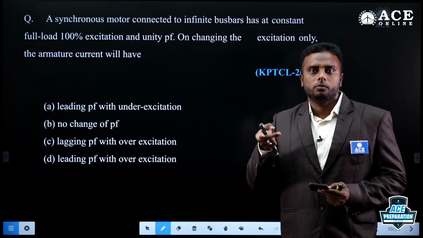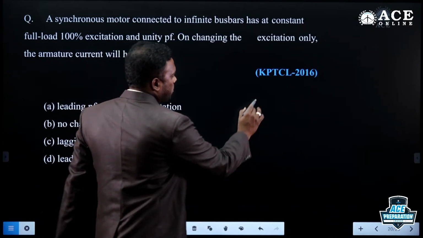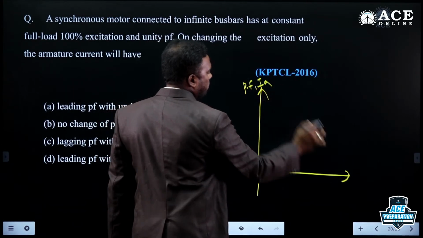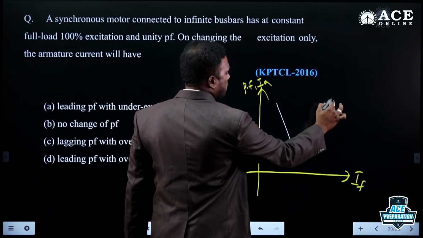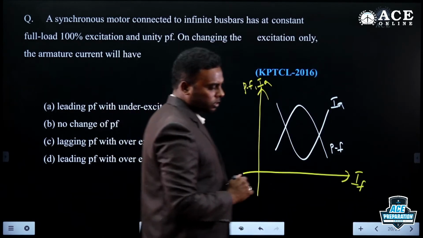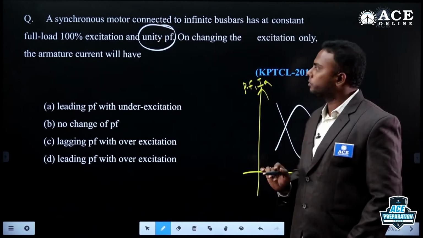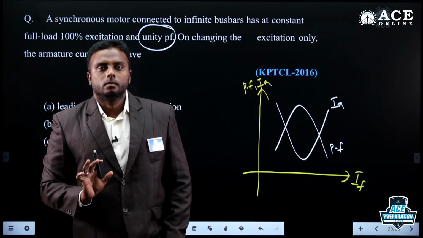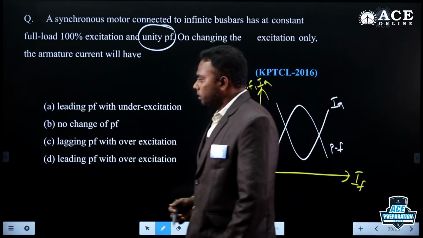That lead and lag will interchange for motor. Draw the same V and inverted V curve again. Power factor, armature current versus field current. The V curve is always between IA versus IF. The inverted V curve is between power factor versus IF. What is the question? It is operating at UPF initially. On changing excitation only, what is the armature current? Options: leading power factor with under excitation, no change of power factor.